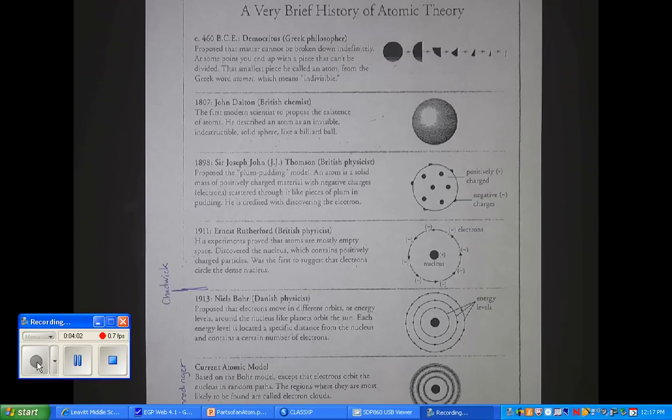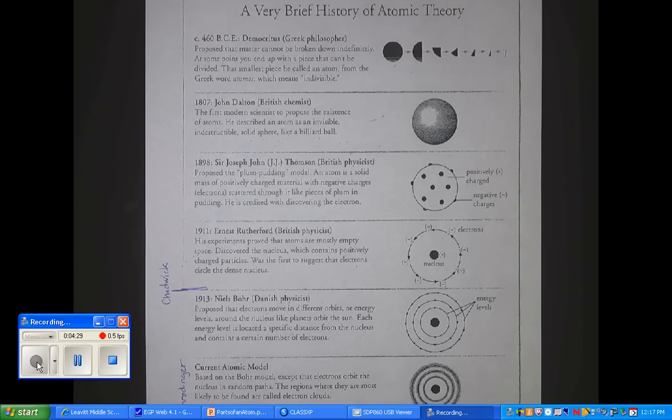So Democritus, he's first. You see his model? All his model is showing is that matter can only be divided so many times until you get to a particle as small as an atom. All right. So he proposed that matter can't be broken down indefinitely, meaning forever. At some point, you would end up with a piece that can't be divided. He called that atomos, which is Greek, meaning indivisible.